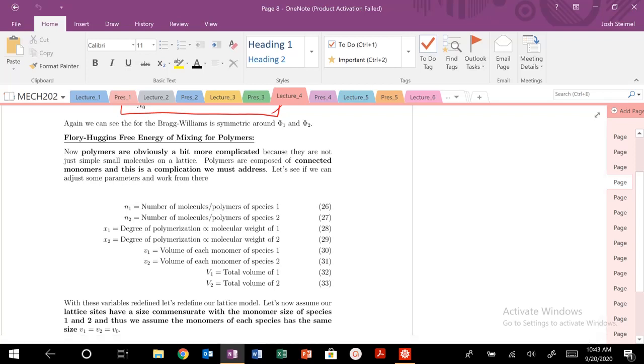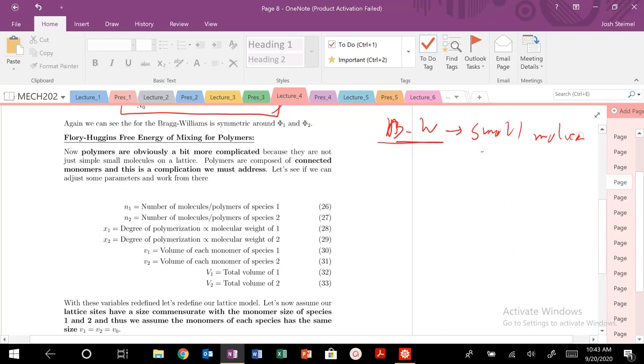And now that everyone is an expert in the Bragg-Williams free energy model for mixing of small molecules, remember, we've just been considering small molecules or gas particles or just marbles, whatever you want to talk about. But we haven't really discussed polymers. So the Flory-Huggins free energy of mixing of polymers is what we're going to be discussing today.